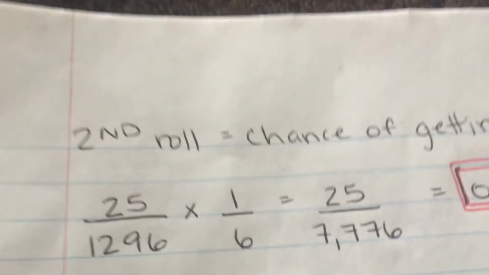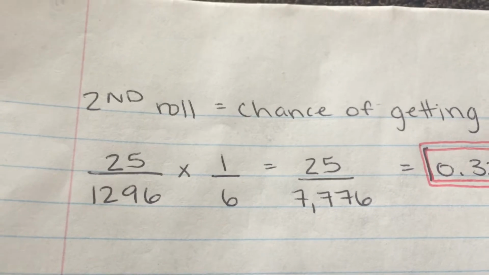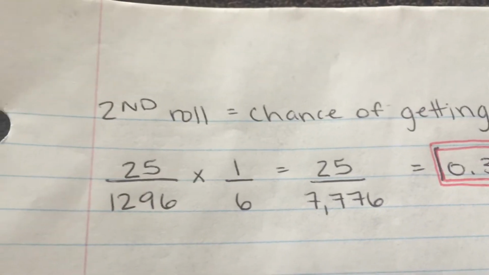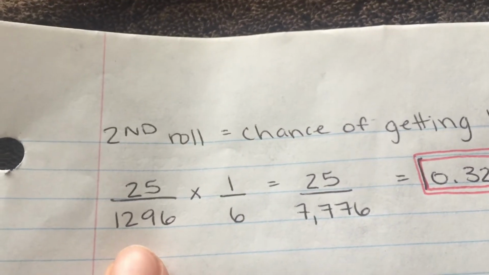But what about the second roll? So in the second roll, it's your chance of getting the same number you have for your 4 of a kind. So you're going to take your probability of getting a 4 of a kind in any order.